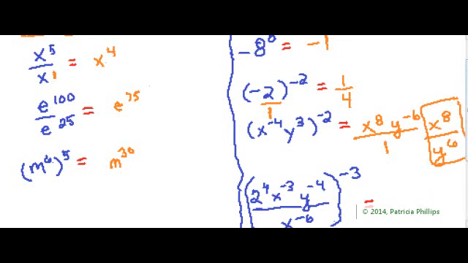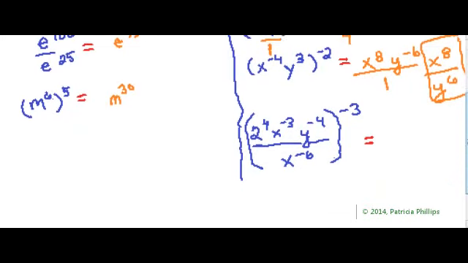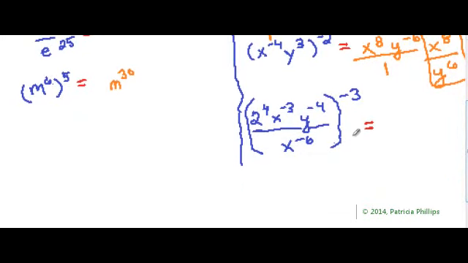Okay, we have one more. 2 to the power of 4 times x to the power of -3 times y to the power of -4 over x to the power of -6, all raised to the power of -3. Boy, you've got to love these, man. Okay, so let's start with, we have the power to a power rule here. So let's raise all of the powers to the power on the outside.